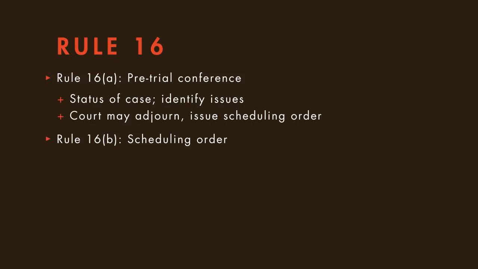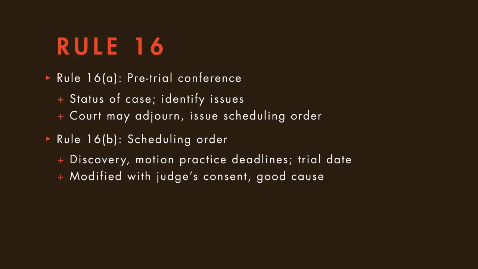Rule 16(b)(2) imposes a deadline for issuing the scheduling order, which isn't really relevant for our purposes here. Under Rule 16(b)(3), the scheduling order may accomplish any number of things that the judge deems necessary for the expeditious prosecution of the case. Among these is setting a deadline for completing all discovery and motion practice, as well as imposing a firm trial date. The scheduling order may only be modified with the judge's consent for good cause.